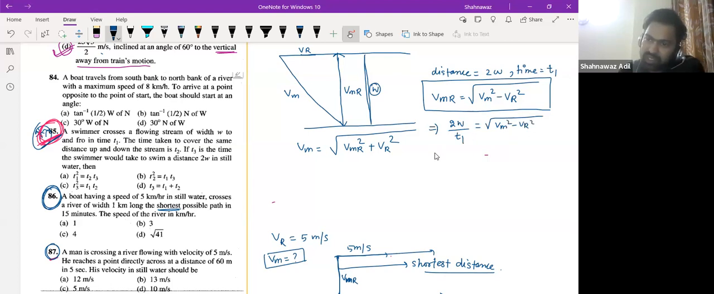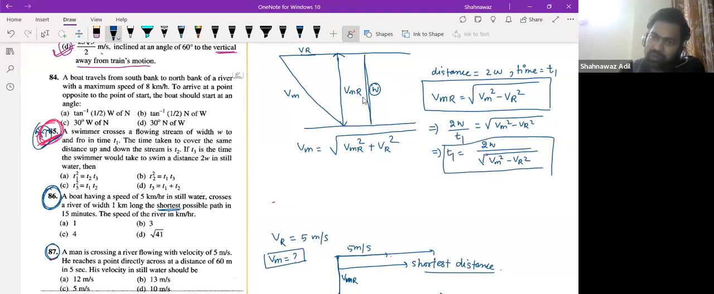So if we write, time would be 2W divided by root of Vm square minus Vr square. So this is one time, for the to and fro motion. Is it clear? So this is case first. So this is moving to and fro.